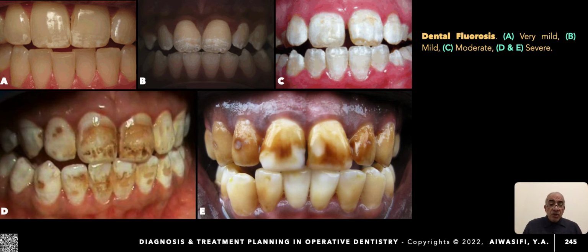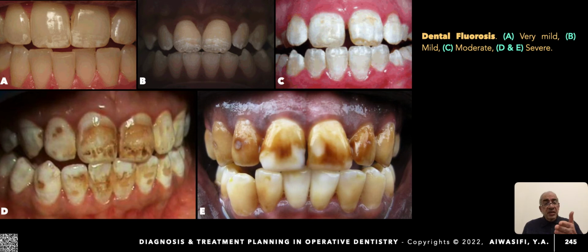What is the importance of differentiation? Because the treatment mostly is the same. The treatment is aesthetic treatment, including correction of tooth form, correction of tooth color and shade, and finally it will be veneers, direct or indirect, some sort like that. And the fate of your treatment is the same.